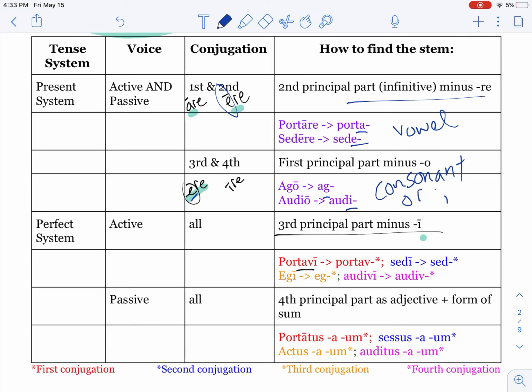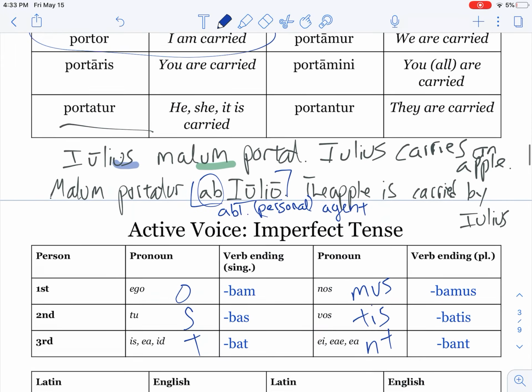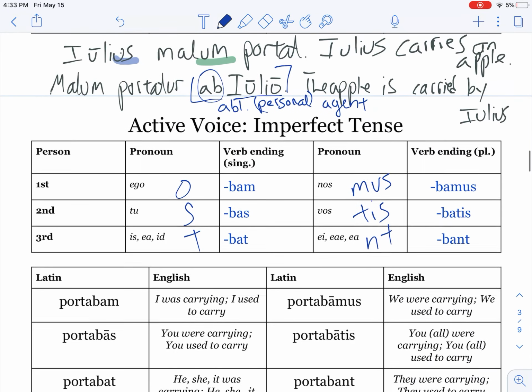For the perfect stem, if a verb is active, you're going to just take the i off the third principal part for all conjugations. Super easy. And then if it's passive, you're going to take the fourth principal part, use it as an adjective, and pair it with a form of sum. So let's take a look at all of our tenses now. We've talked about present tense, so we're going to go through that.